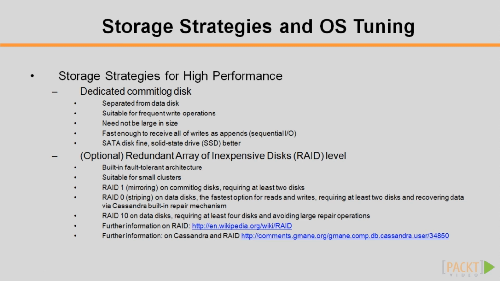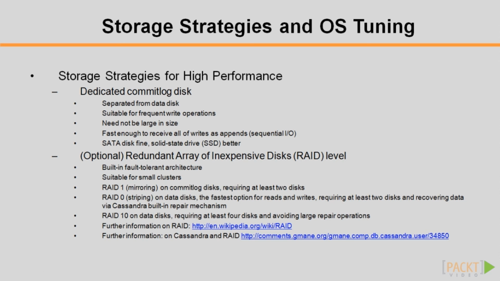First, RAID 1, also known as mirroring, requires at least 2 disks for fault tolerance and is appropriate for commit logs. Second, RAID 0, also called striping, requires at least 2 disks, but doesn't provide fault tolerance. It's suitable for SS tables and is the fastest option for reads and writes. When a disk failure occurs, data is recovered via Cassandra's built-in repair mechanism. Then, RAID 10, suitable for SS tables but requires at least 4 disks. It has the advantage of avoiding large repair operations, as in the case of RAID 0.